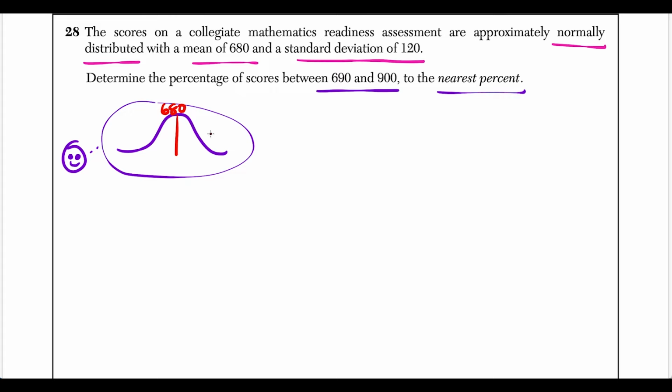And then we're going up by 120. So if I add 120 here, that's going to put me forward one standard deviation, which would bring me to a score of 800. And then if I go 2 standard deviations, that would bring me up another 120, which would bring me to 920. So when we want to determine the percentage of scores, between 690 would be about here, and then 900 would be here. This is kind of like an awkward placement, which is why we're going to need the calculator to get this percent.